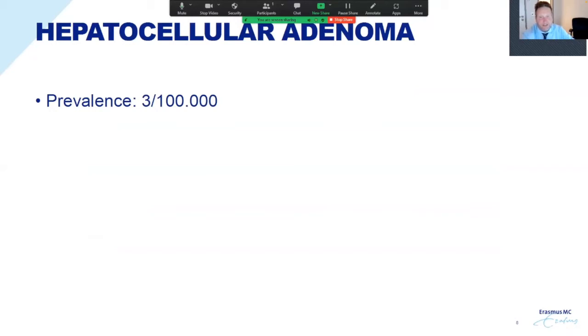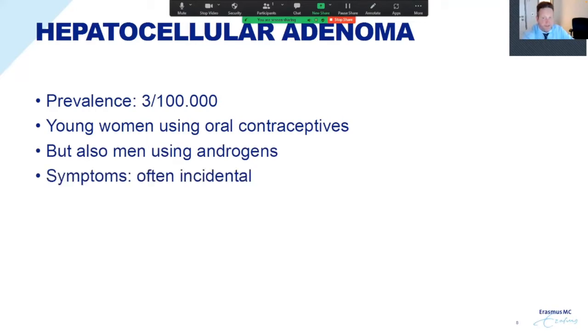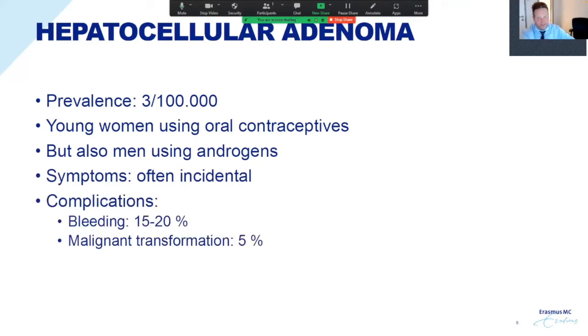Although it is a very interesting tumor for research, it's quite seldom. It is typically seen in young women using oral contraceptives, but it can also be detected in men, and in these cases, they are premalignant and should always be resected. As it was in our case presentation, they are often found incidentally. Clinically, the right diagnosis of this tumor is important because of the internal bleeding, which can be quite extensive, and more seldomly, the degeneration in HCC.